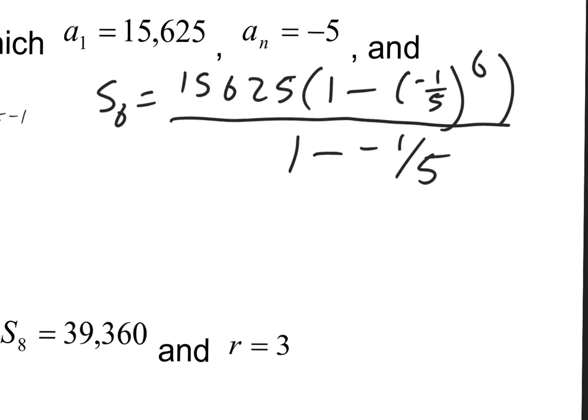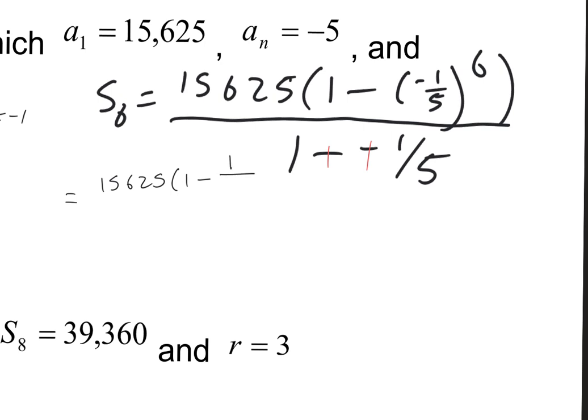So let's take a look at what we got going on here. First thing I notice right away is we have some double negatives down here, so let's just make that a plus. This is not a double negative because we have to raise it to the exponent first. So let's think about what this is. Well, anytime you have a negative to an even exponent, it becomes positive. So negative 1 to the 6th power is just positive 1. So I'm gonna rewrite all this. I got 15,625, 1 minus negative 1 to the 6th power is just 1.